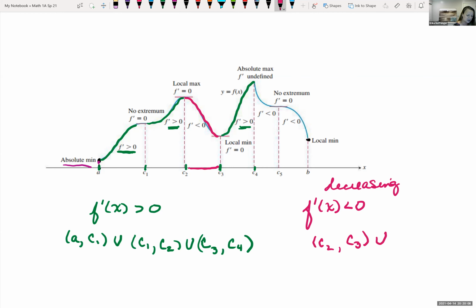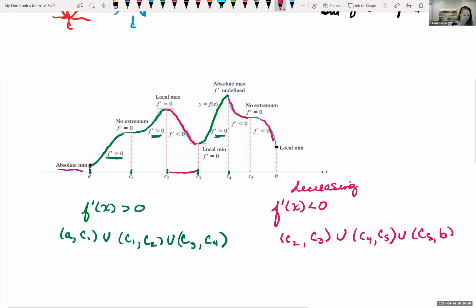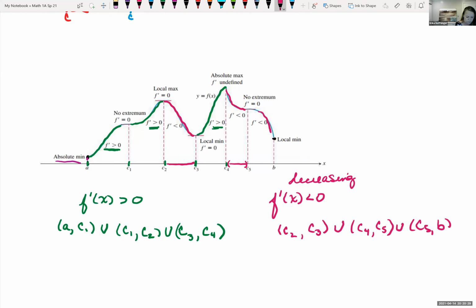Union, and then it's down from C sub 4 to C sub 5. And then again, decreasing from C sub 5 to B. So again, interval notation, always use the x values, unless there's one time we're looking at range. That's the only time we use y values when we're looking at interval notation.